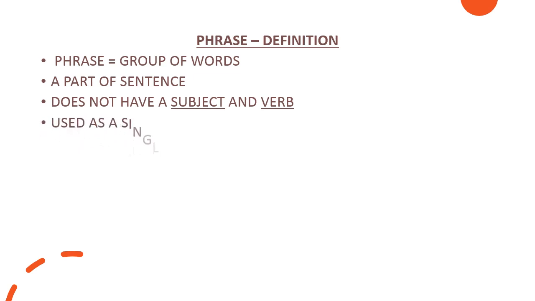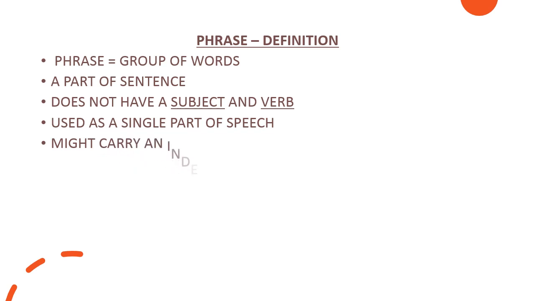Next point, used as a single part of speech. So it is used as a single part of speech. Last one, might carry an independent meaning. Okay, it might carry an independent meaning.